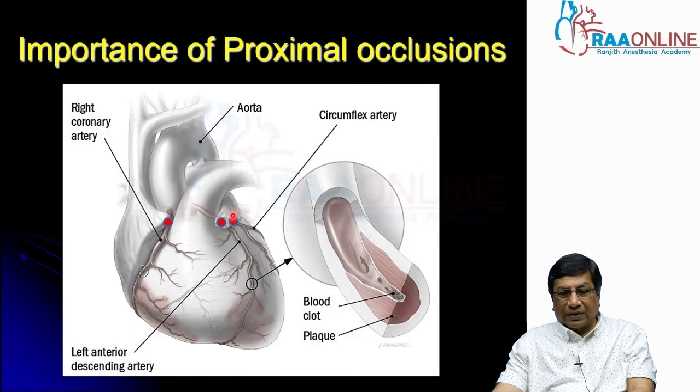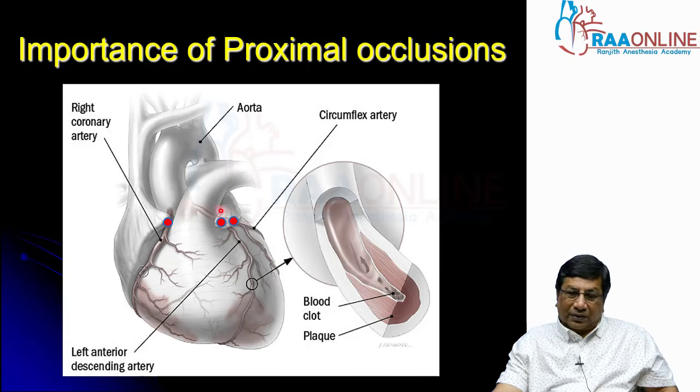Now the question comes, why should we localize? We have to localize because we want to know whether the coronary artery is obstructed proximally or distally. What is the problem in a proximal obstruction? Whenever you have a proximal obstruction, be it the right coronary artery, the left anterior descending artery or the circumflex artery, two things are going to happen. Because it's a proximal occlusion, all the branches are going to be involved. So a very huge myocardium is at risk.